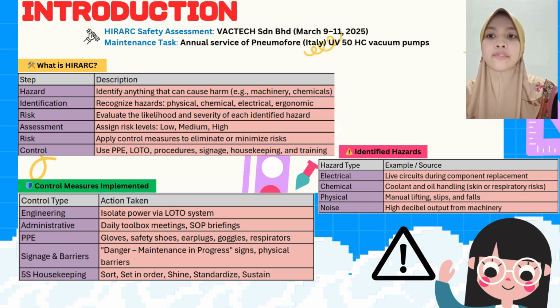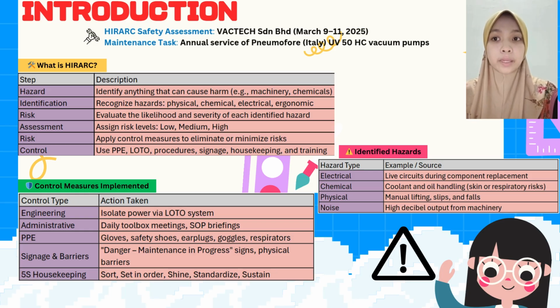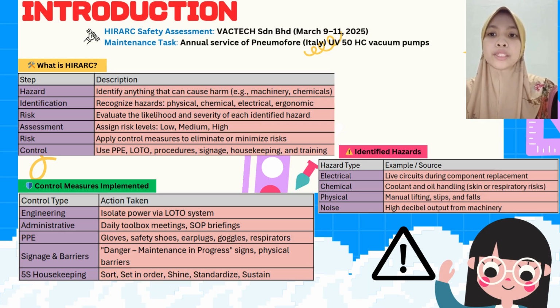Hazard: identify anything that can cause harm, especially machinery and chemical. Next, identification: recognize hazards, physical, chemical, electrical, ergonomic. Risk: evaluate the likelihood and severity of each identified hazard. Assessment: assign a risk level like low, medium or high. Risk control: apply control measures to eliminate or minimize risk. How to control: use PPE, LOTO, procedure, signage, housekeeping and training.